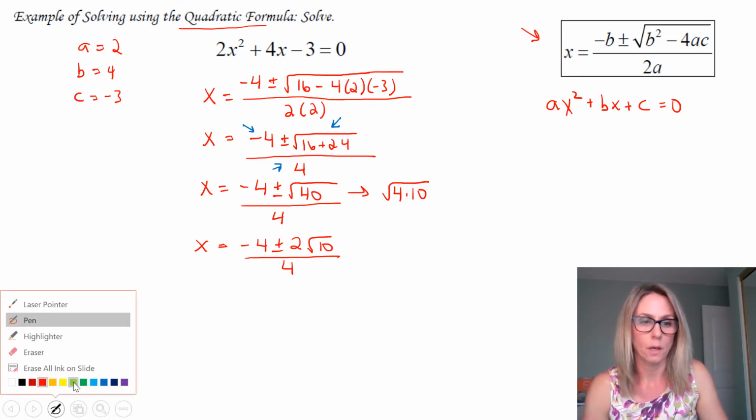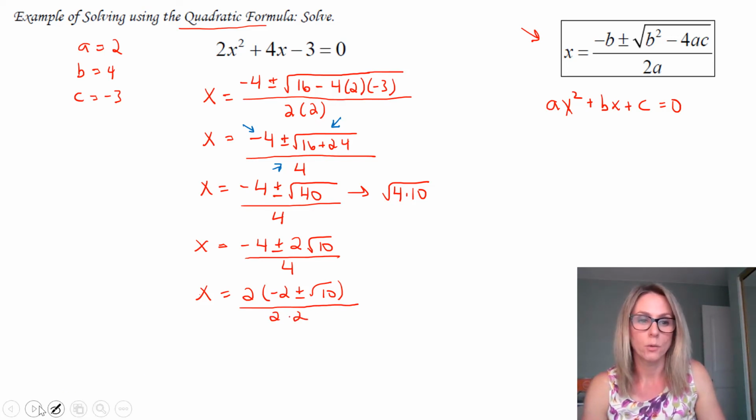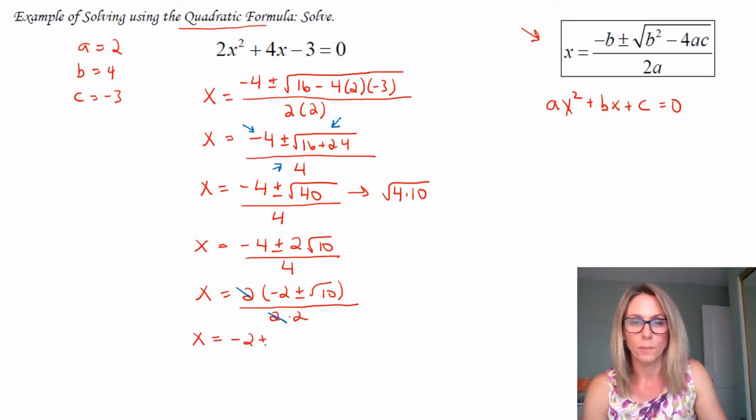I can do this a couple different ways. How do I want to do this? Yeah, let's go with this. What I'm going to do to show you here is pull a 2 out of the numerator. I have negative 2 plus or minus the square root of 10 all over 4, which is of course 2 times 2. I do that just to show you that we can simplify a 2 here with a 2 here. Those are both factors, a factor of the numerator and a factor of the denominator. And so that simplifies to 1. And then we're left with x equals negative 2 plus or minus the square root of 10 over 2.